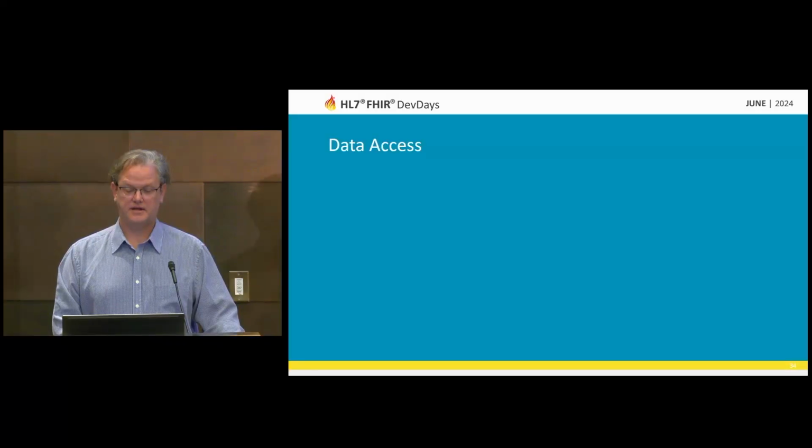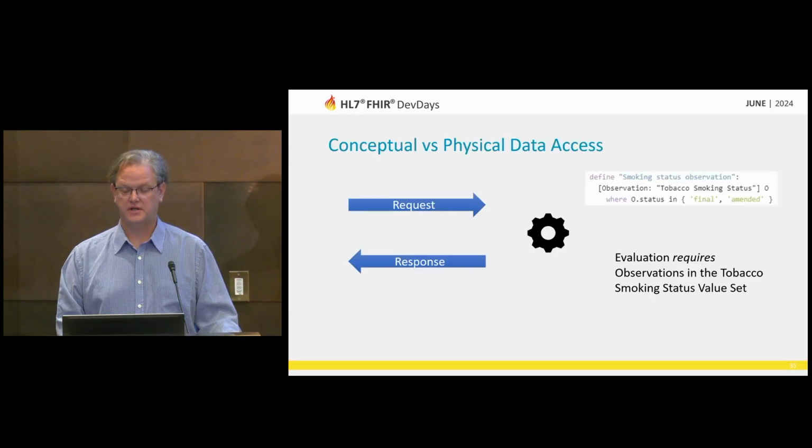Okay. All right, so that's terminology, end of aside. Now we're going to go to data access. So we're inside a retrieve. We're asking for observations of a fecal occult blood test. These slides are for observation of tobacco smoking status, but it's the same idea.